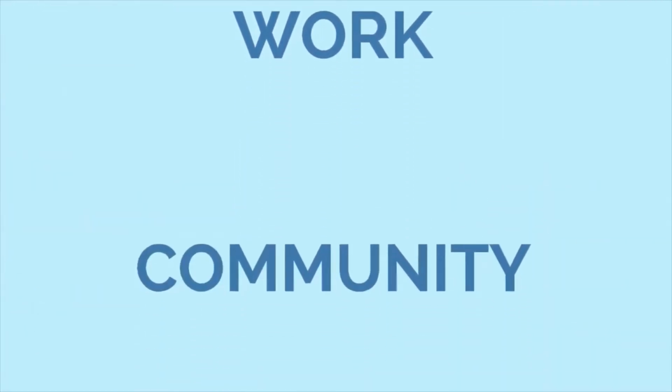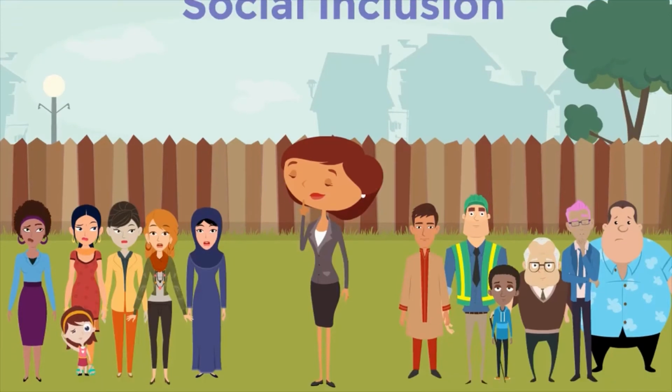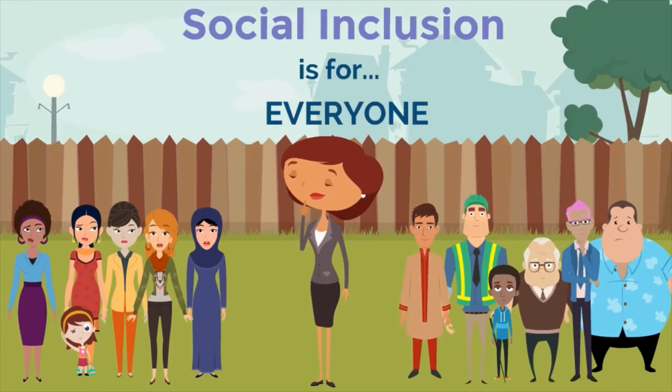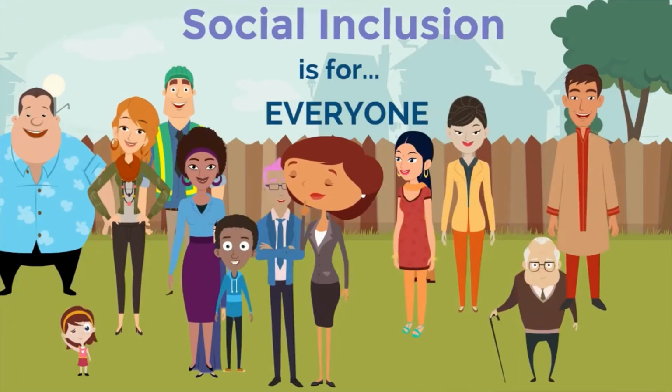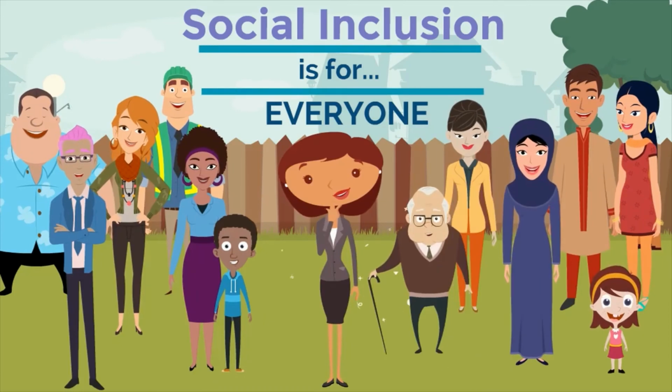Indicators around people's ability to engage in learning, work, community, and having a voice are all a part of social inclusion, and social inclusion is for everyone. By improving these, you ultimately improve physical and mental health outcomes, and that's the important thing.